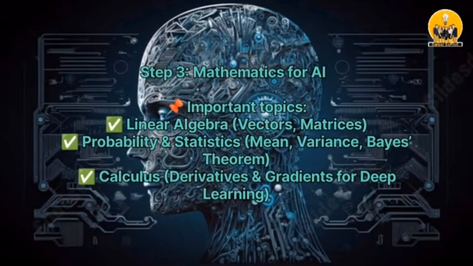Step 3: Mathematics for AI. AI is not just coding, math plays a big role. But don't worry, you don't need to be a math genius. Important topics: linear algebra, vectors, matrices. Probability and statistics: mean, variance, Bayes theorem. Calculus: derivatives and gradients for deep learning.